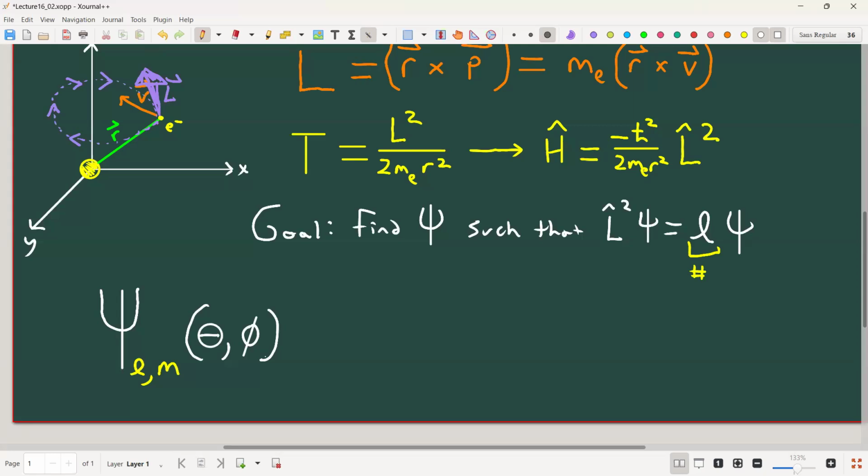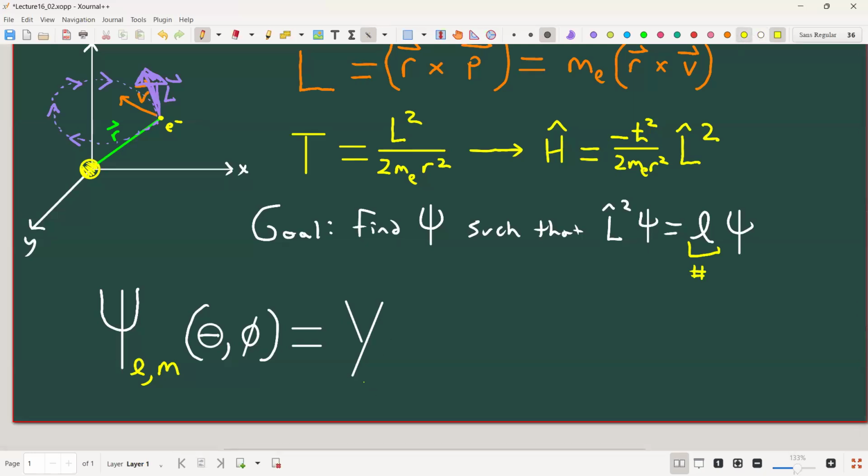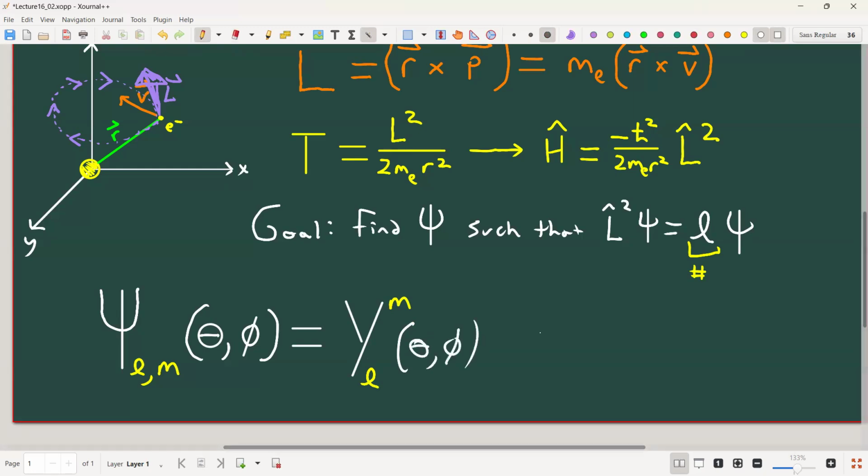We'll talk in very great detail today about what these 2 numbers mean. They have very deep importance in chemistry. These wave functions are special functions we call the spherical harmonics, which are traditionally labeled with a big Y, with the two labels L and M, written like this. And it's a function of theta and phi. And these are called the spherical harmonics.